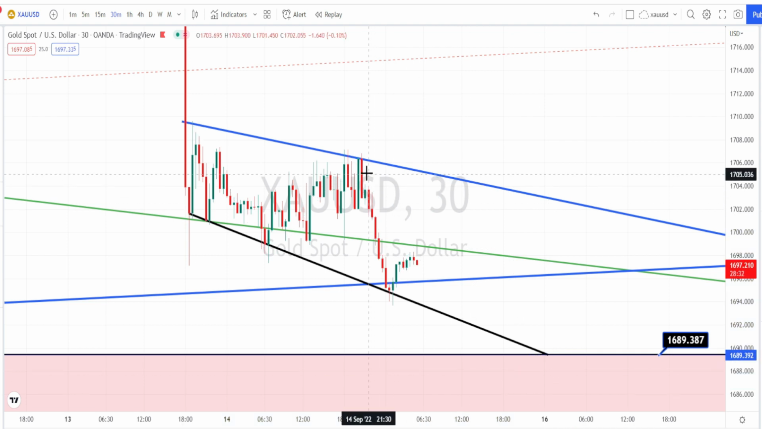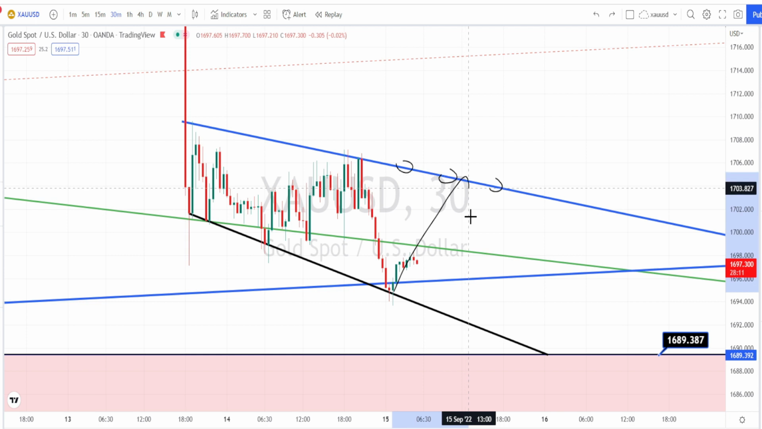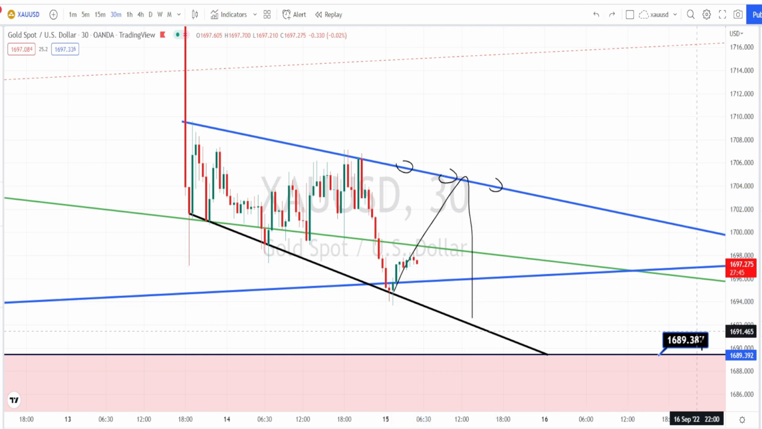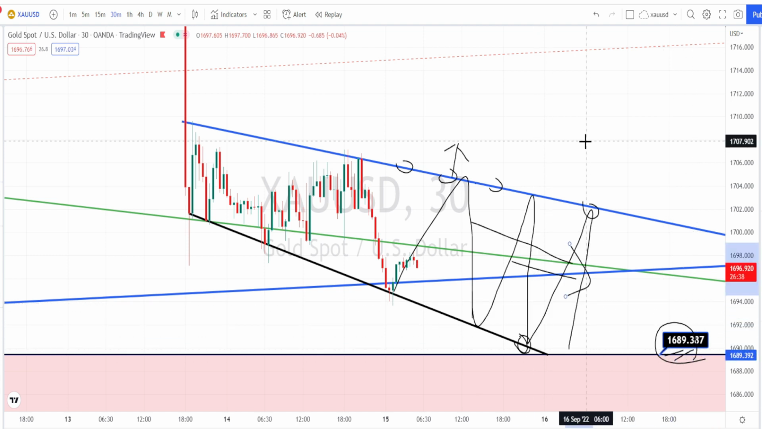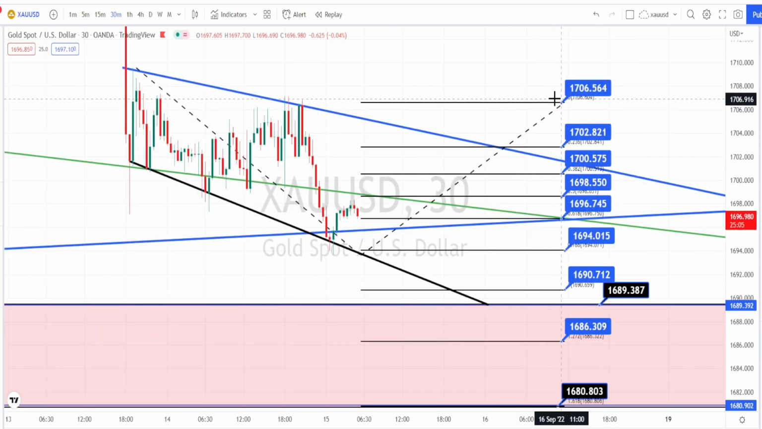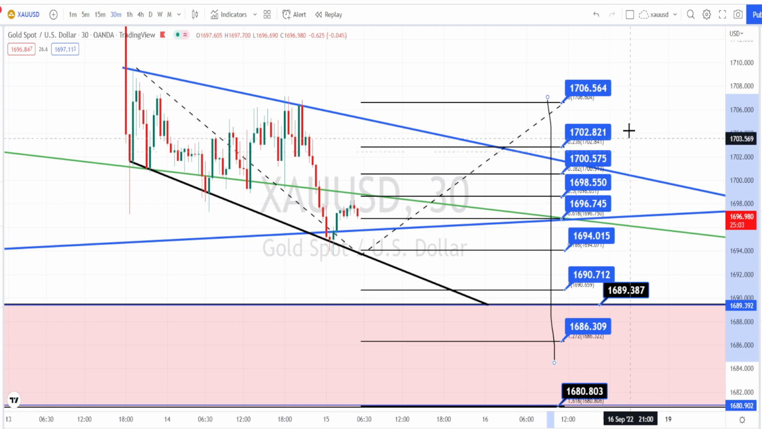So in 30 minutes time frame, as long as the price action doesn't manage to break this resistance line from the hourly time frame, we can expect the bearish trend to continue. And next level of support on the bearish side from the daily time frame is going to be around 1689. Let us mark the support and resistance levels. So the values within these blue color boxes are the resistance and support levels for 30 minutes time frame.